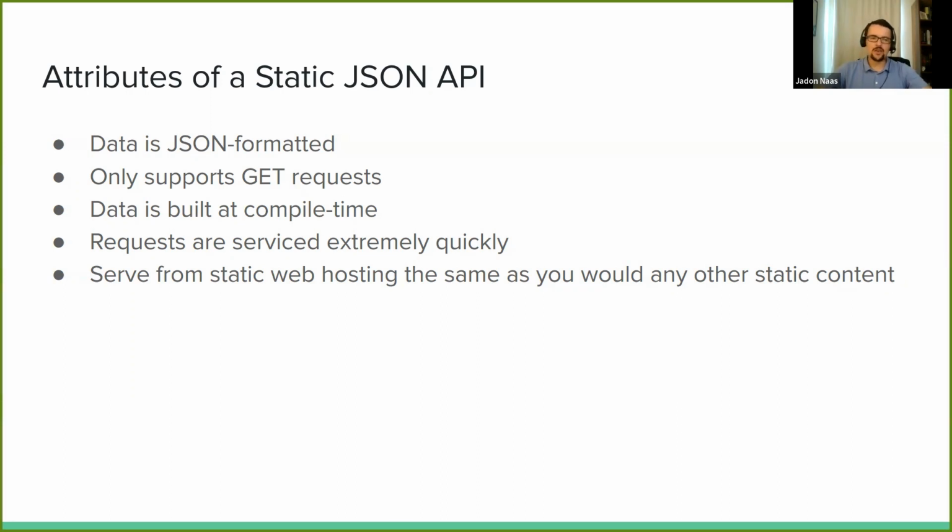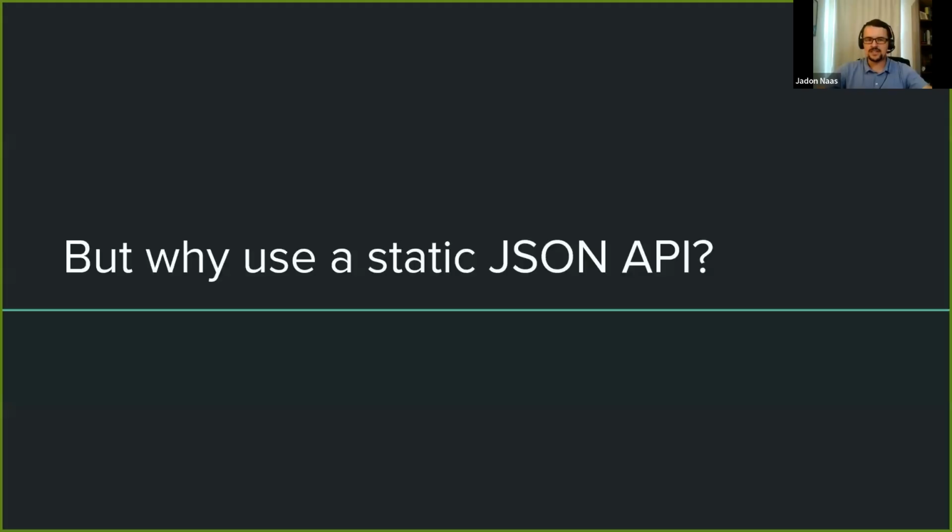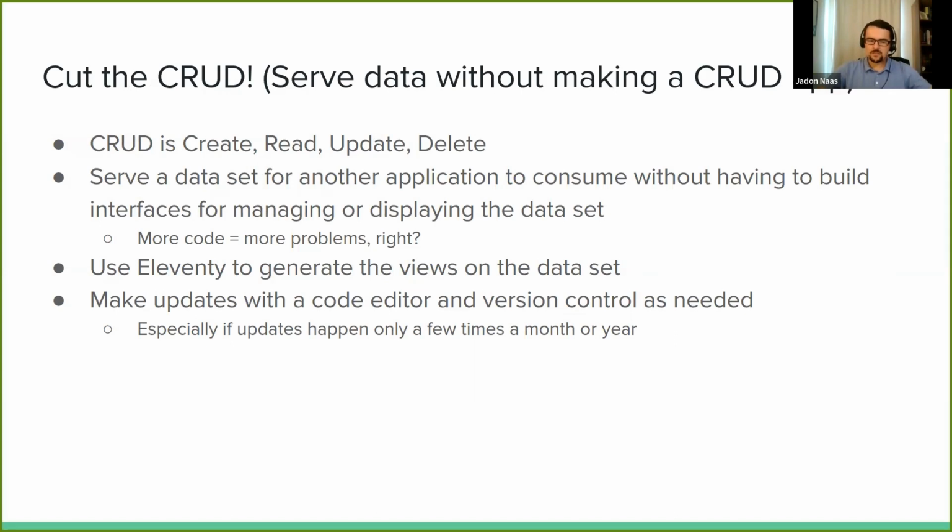You may be thinking, well, why do I need this? Why do I need a static JSON API? What good is this? Why don't I just serve it out of a web server, out of a database? That all works fine. I could use serverless, something, to do that if I need. And you're not wrong. But for my use case, I needed to serve data for another application to use. And I didn't want to have to build an entire extra application to manage that.